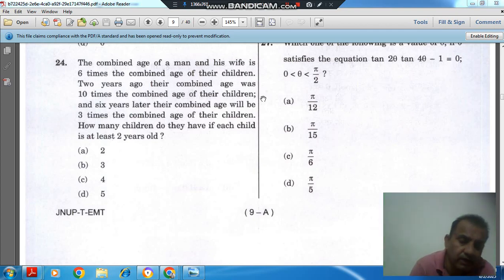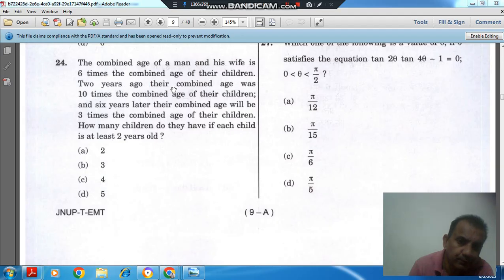Hello, welcome again. We are solving the elementary mathematics paper of year 2023 of the CDS 2 exam. Question number 24: the combined age of a man and his wife is 6 times the combined age of their children.